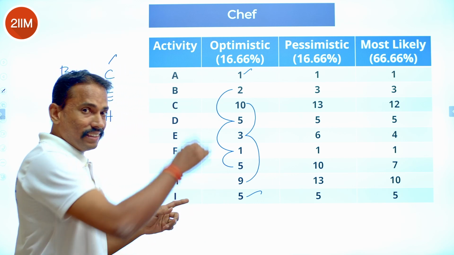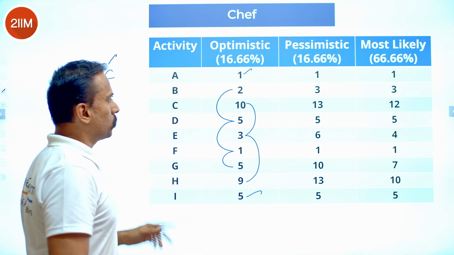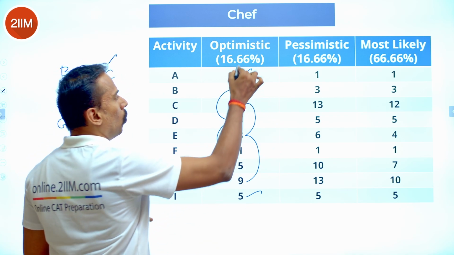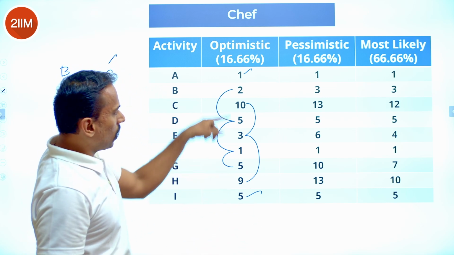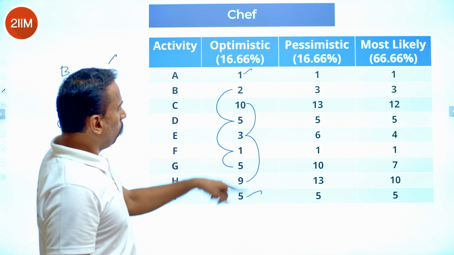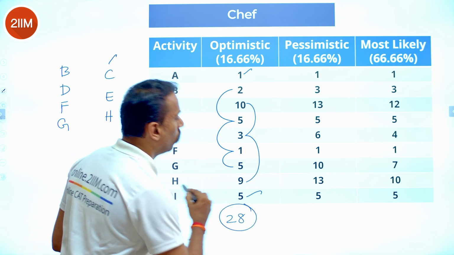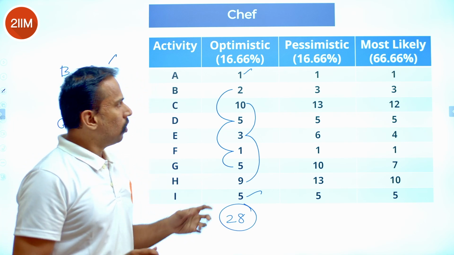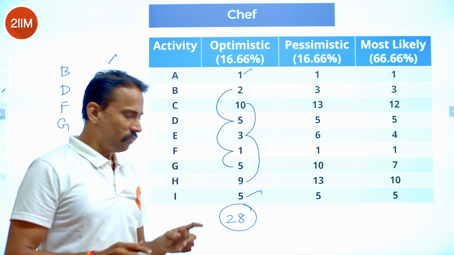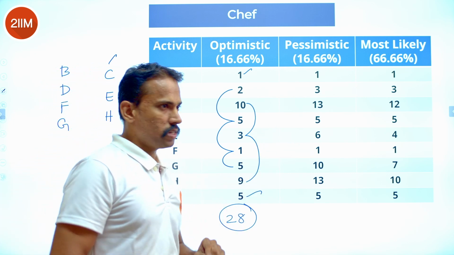So I'll take that part into account, because the other is lesser than the time taken here. My total time will be 1 plus these 3 plus 5, which is already 22. 22 plus 6 will make 28 minutes. So in the best chance, the optimistic case, it will take only 28 minutes to prepare this dish. Okay, we'll come to the next case, the pessimistic case.